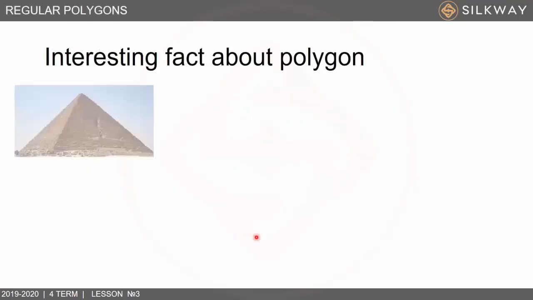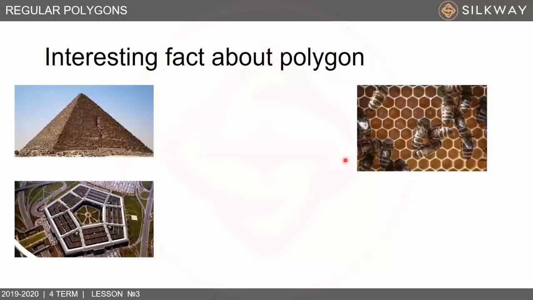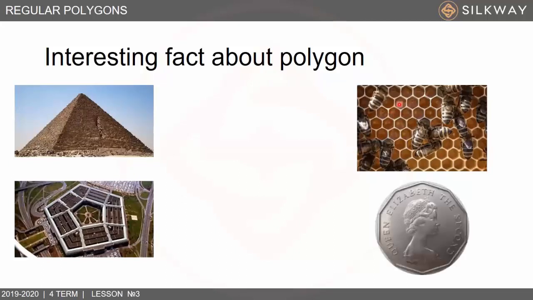Interesting fact about polygons. Here you can see a pyramid, and the four sides are equilateral triangles, yes? And these triangles are regular polygons. And here this building is called a pentagon. Pentagon means 5 angles. And here these sides are all equal to each other. Then this figure is called a hexagon. Hexagon means 6 sides. All sides are equal to each other, and this cone has 10 sides.